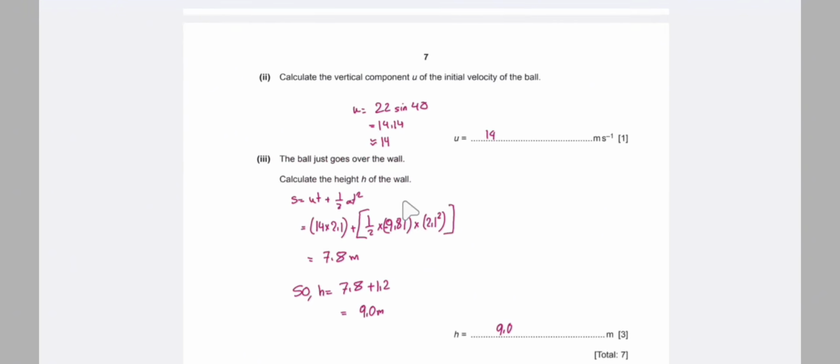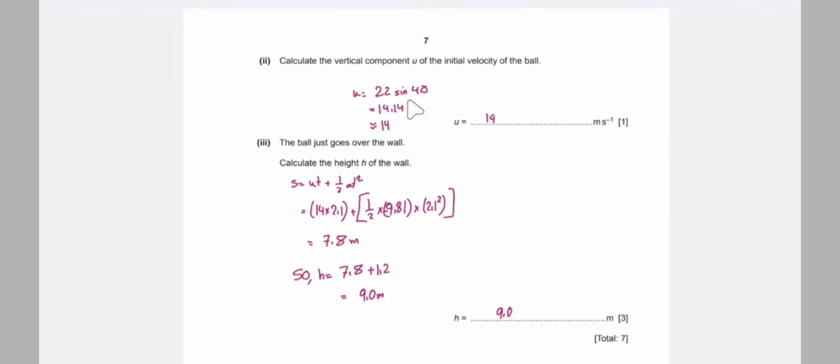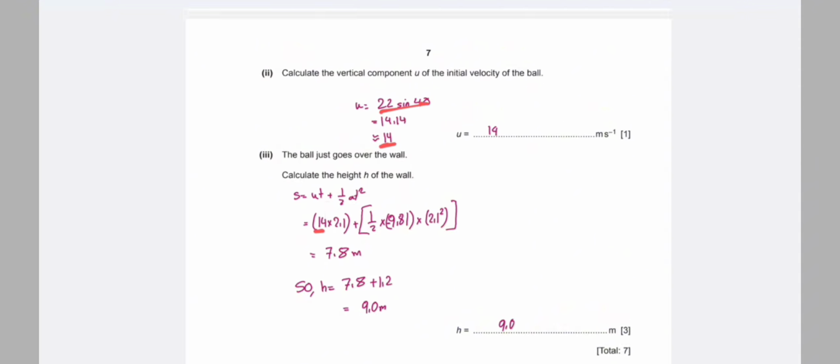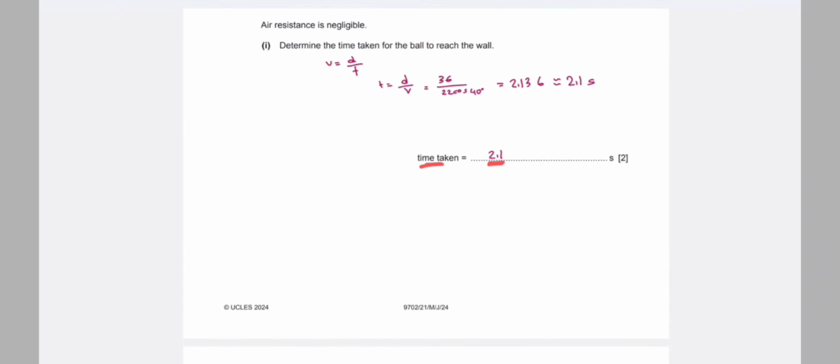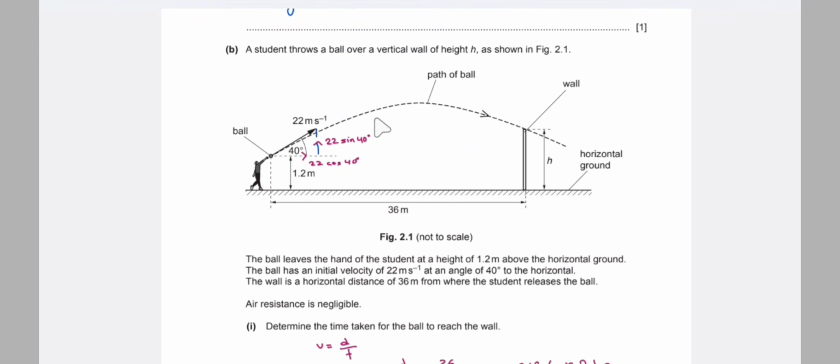So S is equal to ut plus half at square, where the initial component of velocity, that is the value of u, is 22 sine 40, and 22 sine 40 is 14. So 14, and the time is 2.1 second. So the value of time to reach the wall is 2.1 second. So ut plus half at square. So what is the value of acceleration?